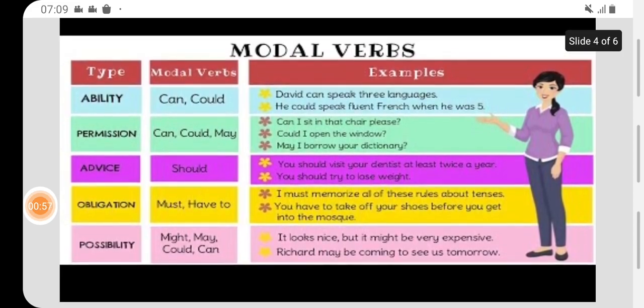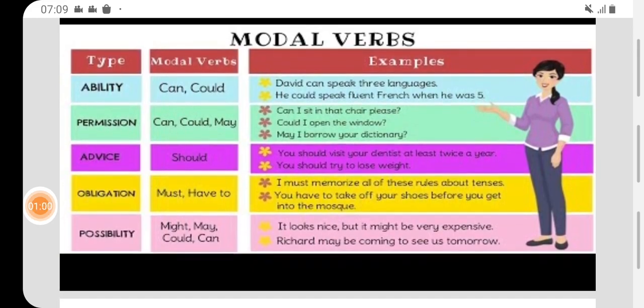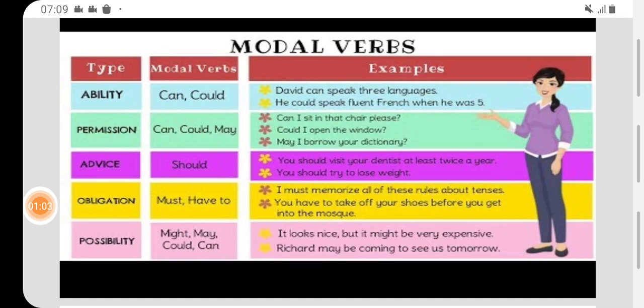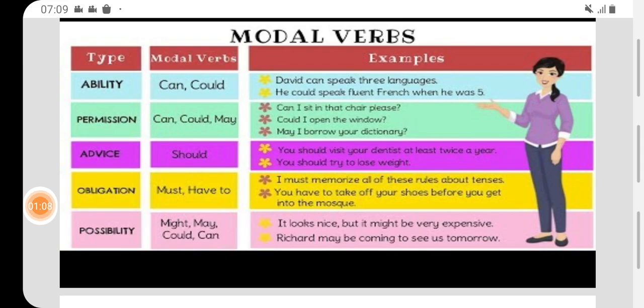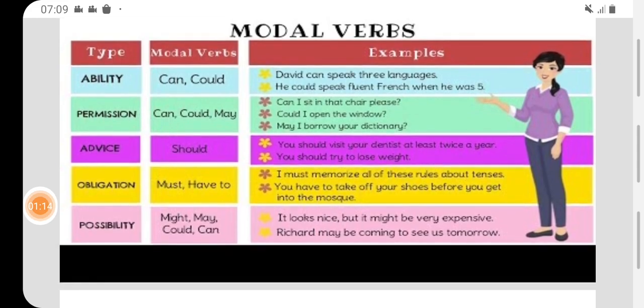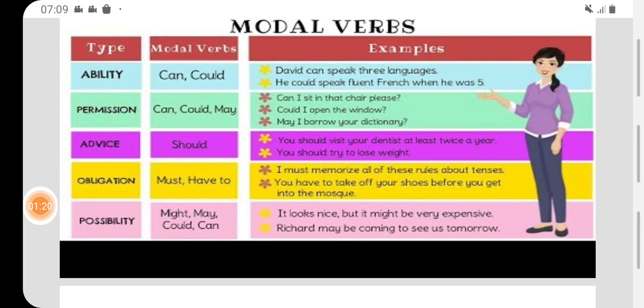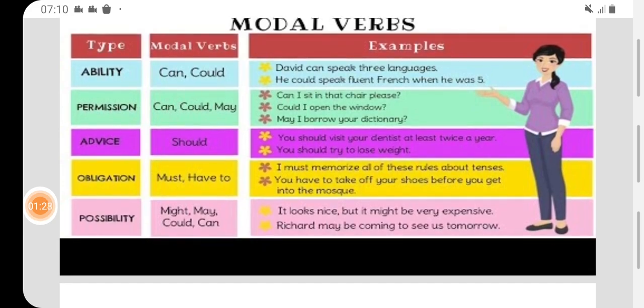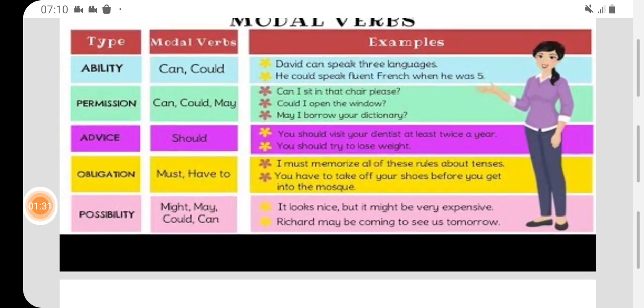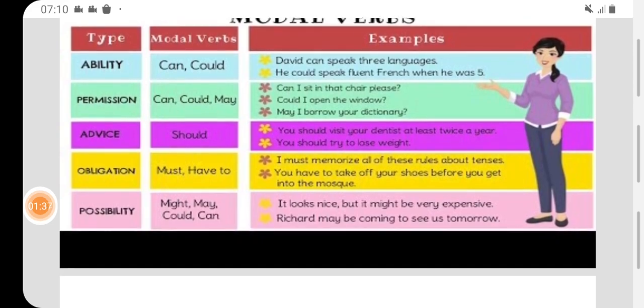Ability. Can and could are used to express the ability of doing something. Example sentence: David can speak 3 languages. Can expresses the abilities of David of speaking the languages. He could speak fluent French when he was 5. What is the difference here? Can expresses an ability in the present, while could in the past. You can say he could speak fluent French when he was 5, and when he was 5 refers to past time.